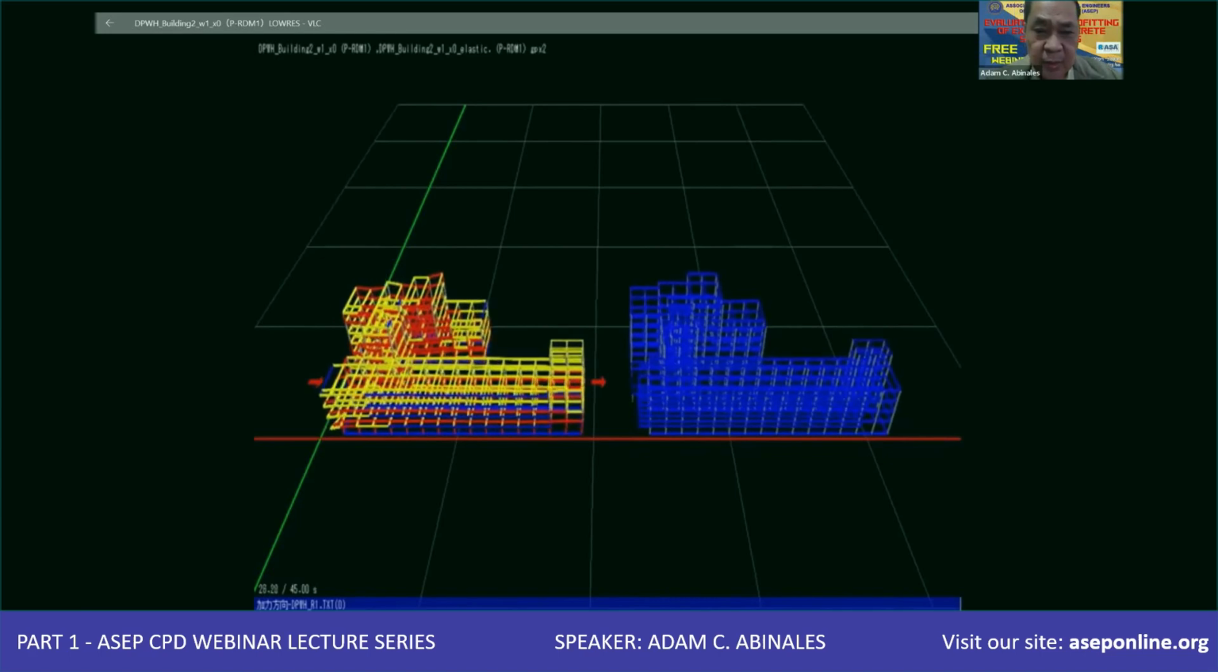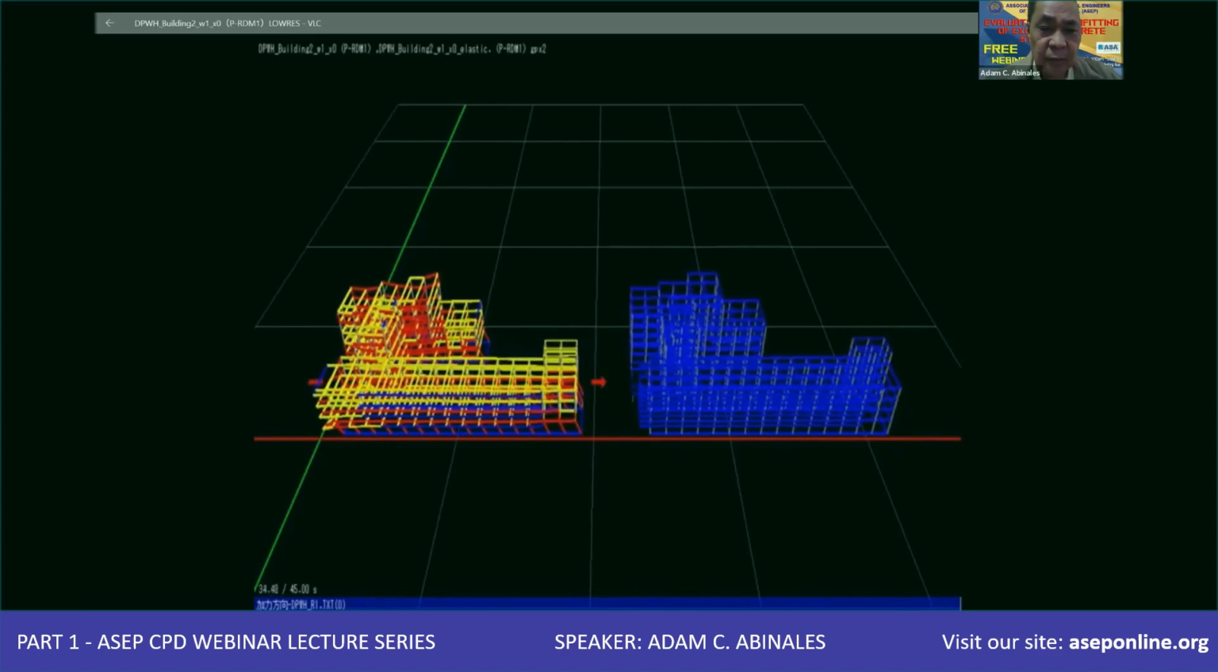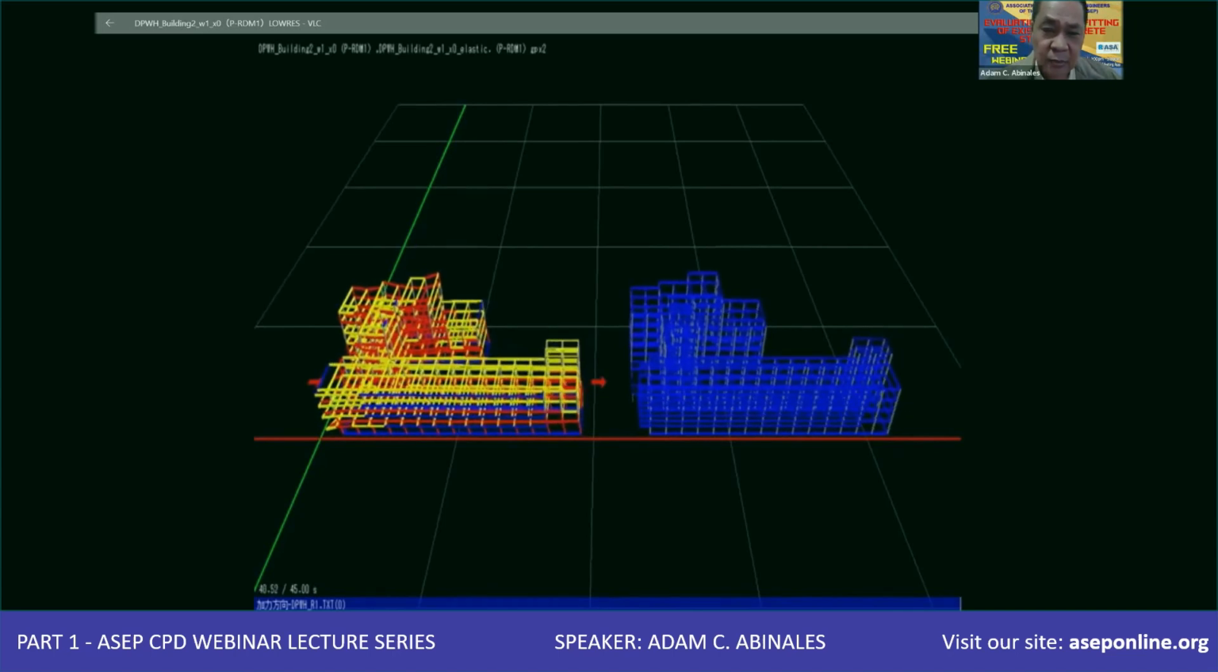So, as you can see, the movement or the deformation of the building on the left side is very significant, to the point that in that direction it is more likely that the building will not be able to sustain the ground shaking.